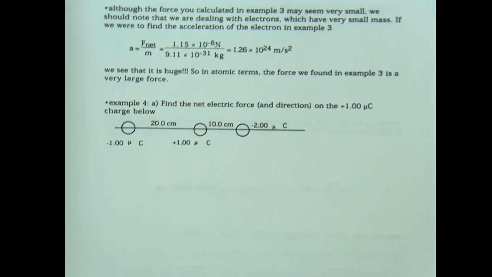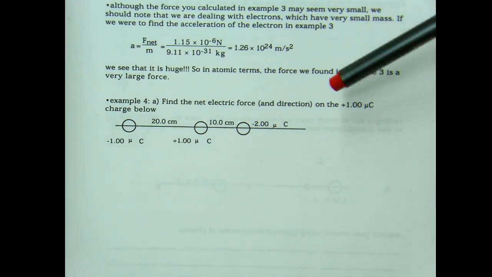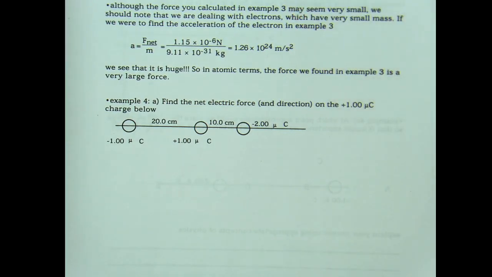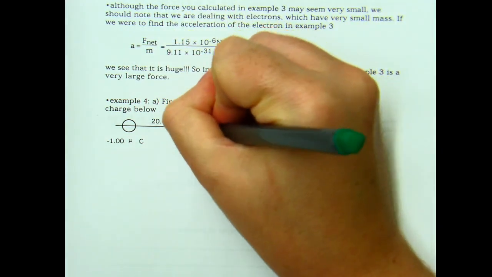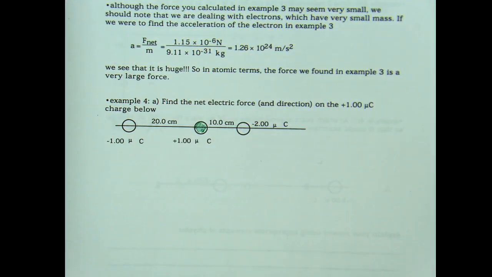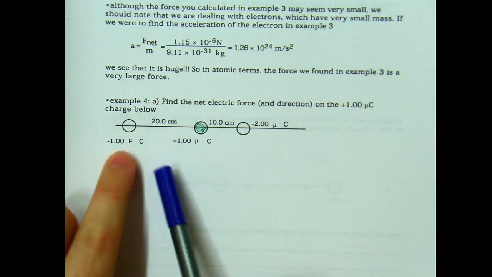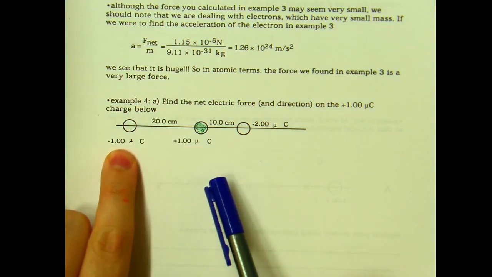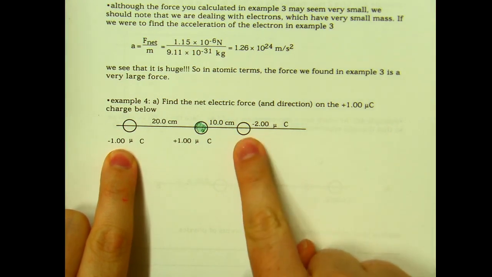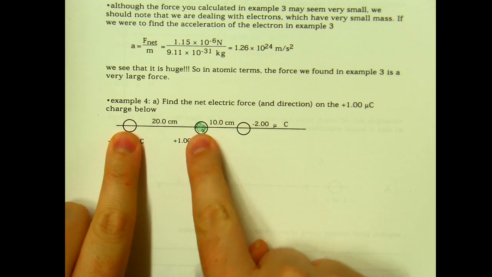Let's do another one. We want to find the electric force and the direction on the 1 microcoulomb charge below. So this is the microcoulomb charge. Let's color it there in green. And let's see what we've got here. This guy's got plus 1 microcoulomb. There's a negative 1 microcoulomb and a negative 2 microcoulomb. This one's 10 centimeters away. This one's 20 centimeters away.